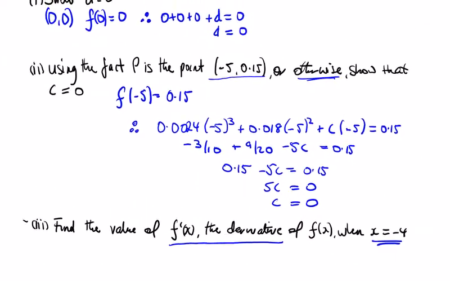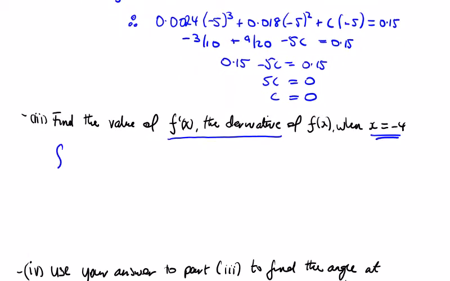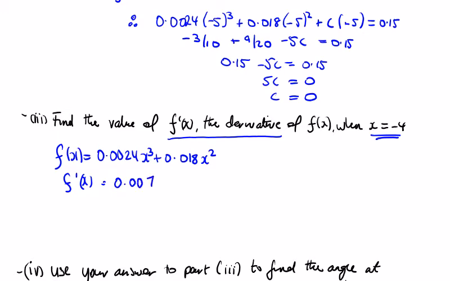So let's have a look at the derivative. I'll just write out the function again. f of x is equal to 0.0024 x cubed plus 0.018 x squared. c and d were 0. So f prime x, 3 of them, 3 0.024s, is going to be 0.072 x squared, and 2 0.018s is 0.036, so plus 0.036 x.